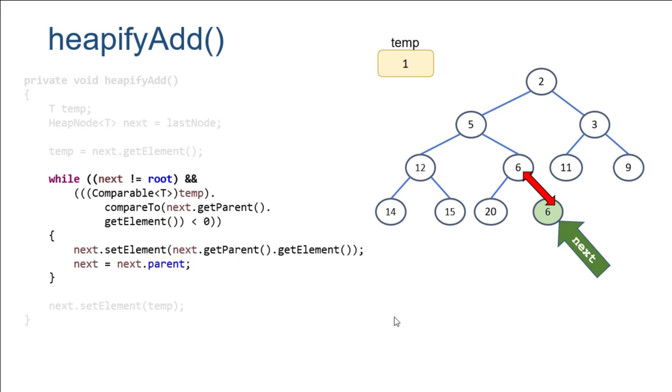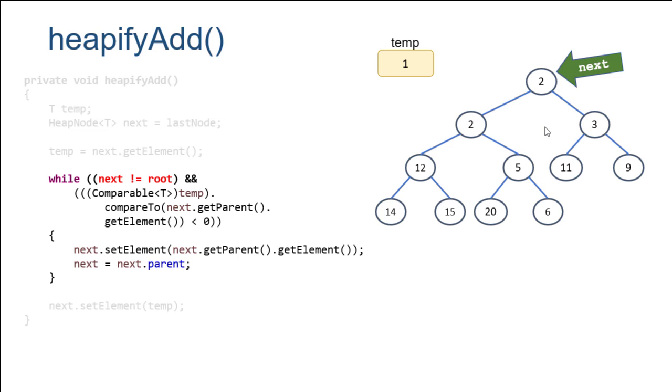Then we're going to set next equal to its parent. And here again, the parent of next has an element that's larger than temp. So we're going to need to set next's element to its parent's element. And you can see now we have a 5 there, and we set next to its parent. So now next is pointing here. And again, we're not at the root, but you can see that temp is less than the element stored at next's parent because 1 is less than 2. So we're going to need to bring 2 down. We're going to set next's element to be the element of its parent, which is 2. And then we set next to be its parent, and so it's pointing to the root.